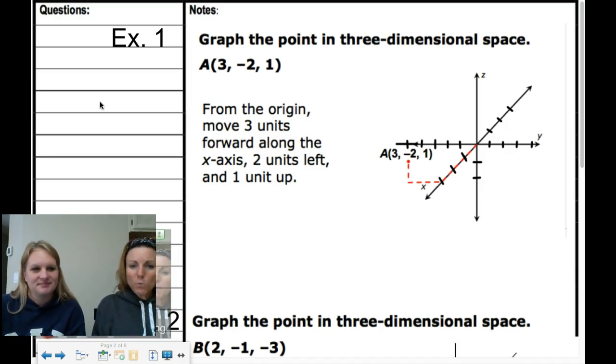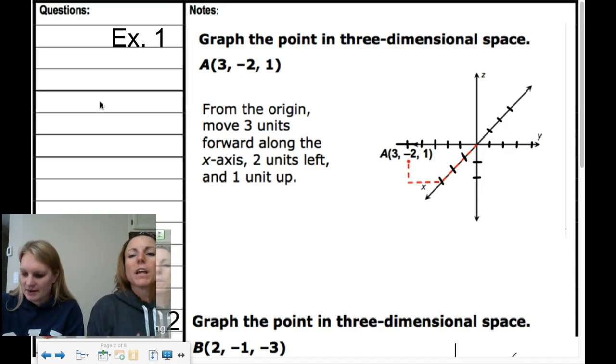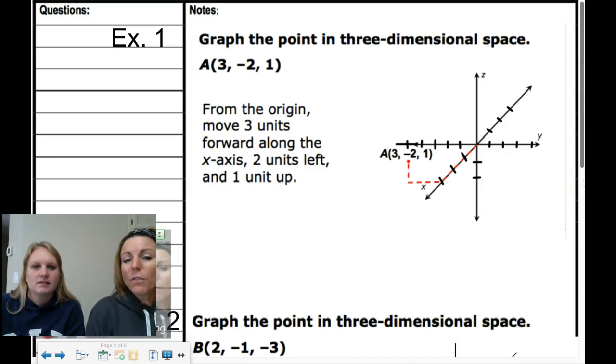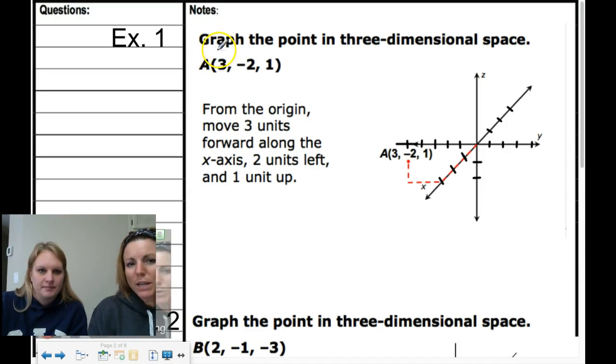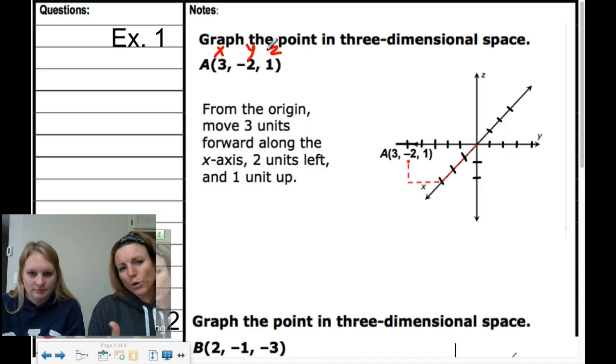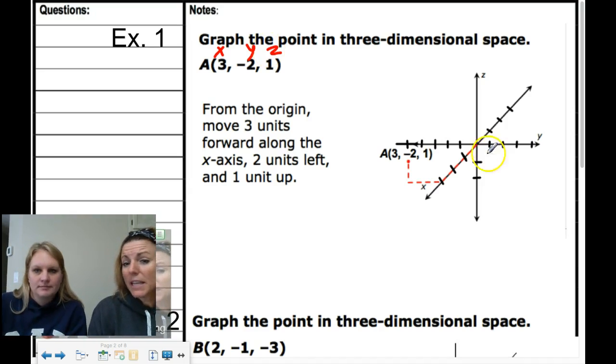So we're on example 1. Let's go through this now. This says graph the point in 3-dimensional space. One thing I'm going to have Miss Boyd do right now is X, Y, and Z. There are words there in front of us, and what that is basically saying is you always start at 0, 0, 0. Always start there. And notice the axes are labeled there. So if X is positive, that means you're going that way.